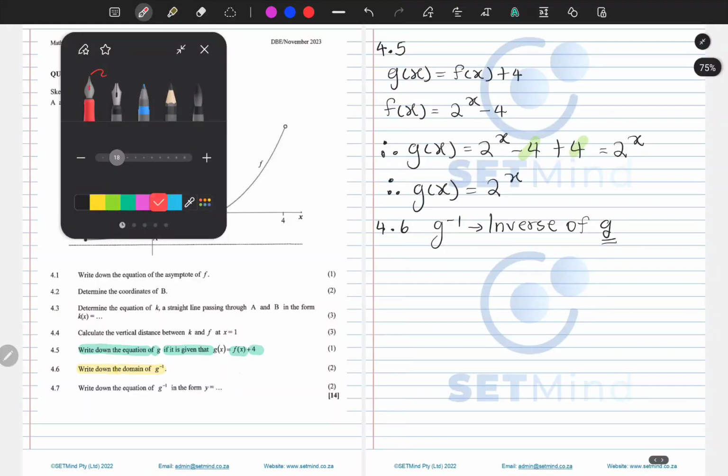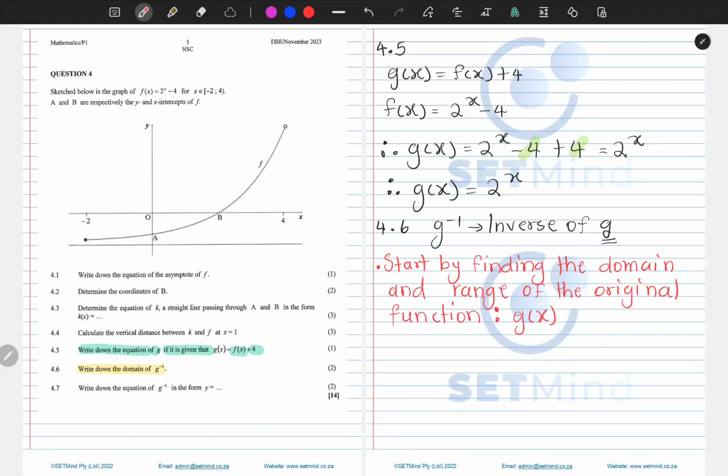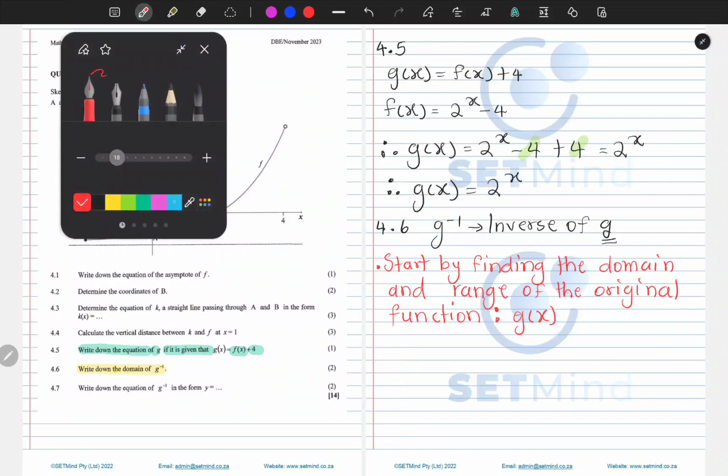So my advice when you get these questions is that always start by finding the domain of the original function. So find the domain and the range of the original function. So always start by doing that. Find the domain and the range of the original function. Then you'll stress about the inverse later.